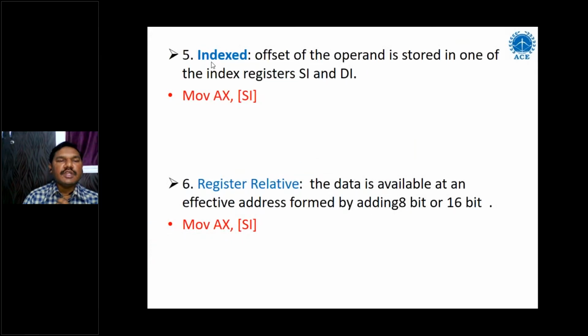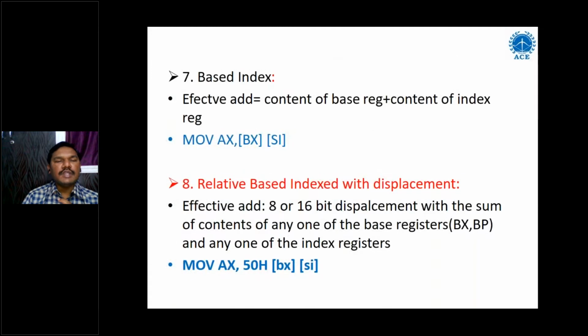Next, indexed addressing mode. There are two index registers, SI and DI. If you use SI and DI in brackets, then it becomes indexed addressing mode. The offset of the operand is stored in one of the index registers. As I told you, the data segment uses SI or BX or DI registers to store the offsets. Then register relative, for example MOV AX, [SI]. The data is available at an effective address found by either 8-bit or 16-bit displacement of registers like BX, BP, SI, DI.